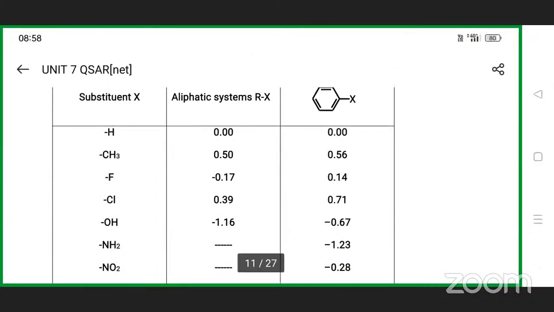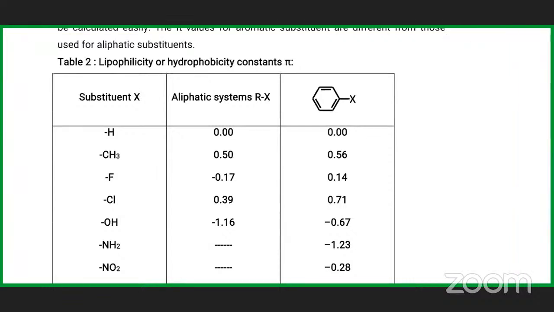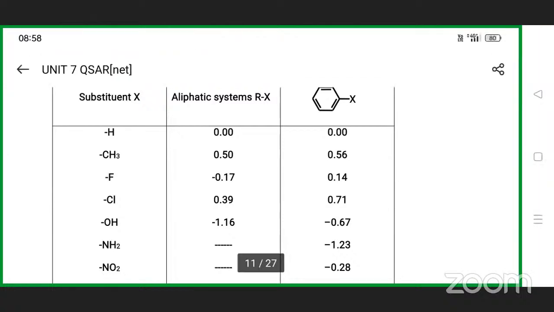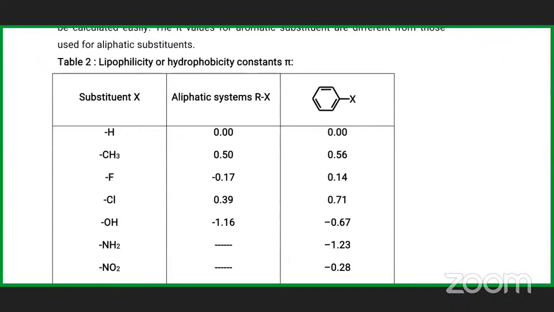Then we will see that some standard values are given for these particular substituents. For example, for the aliphatic and aromatic, two different series, two columns are given, and the impact of your substituent is given. Like, for example, the substituent is hydrogen. It is a very standard value, a reference value, whose value is 0.